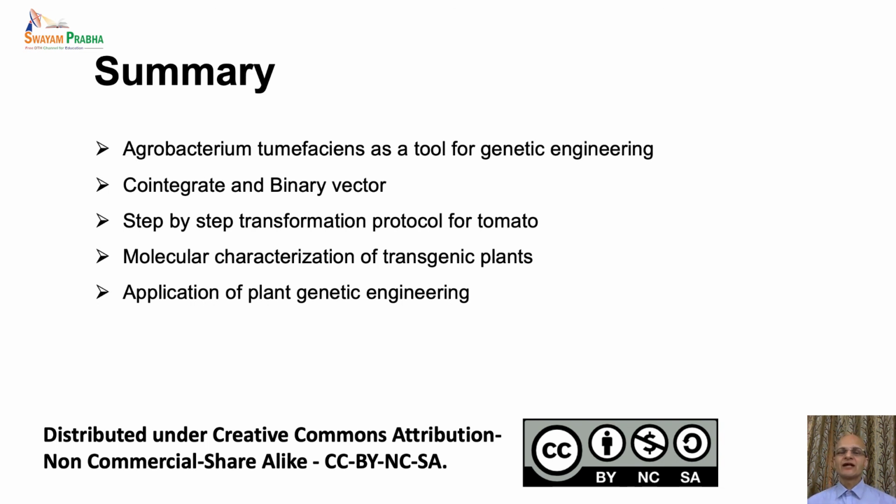So in summary, today we learned about Agrobacterium tumefaciens as a tool for plant genetic engineering. We talked about the construction of the cointegrate and binary vector systems that are used with Agrobacterium-mediated plant transformation. I also discussed the step-by-step transformation protocol for tomato and the molecular characterization of the transgenic plants. Finally, I briefly discussed the various types of applications of plant genetic engineering. So this was the last lecture of the last unit of this course, and with this it completes the plant biotechnology course. Thank you.